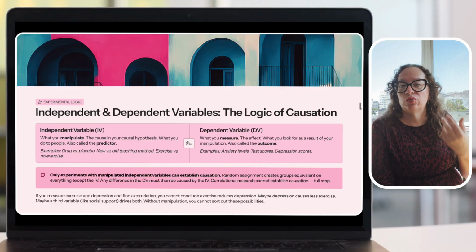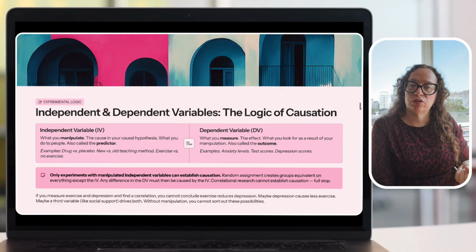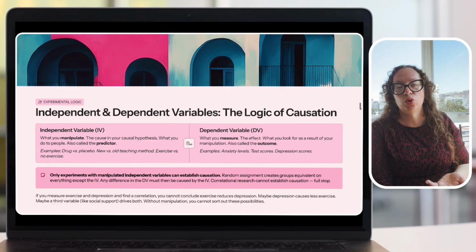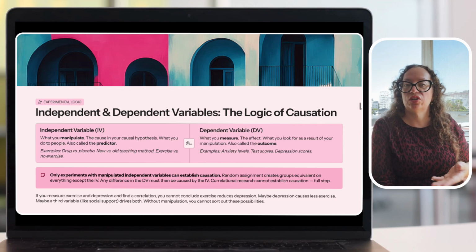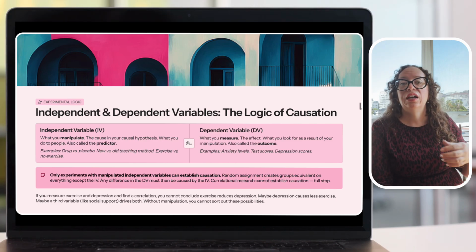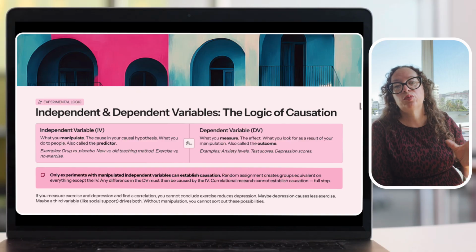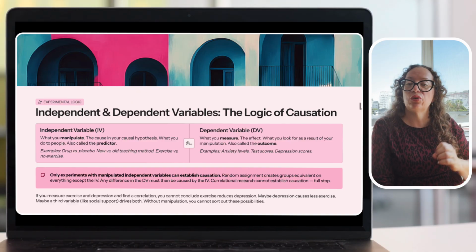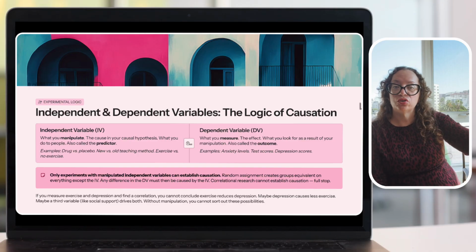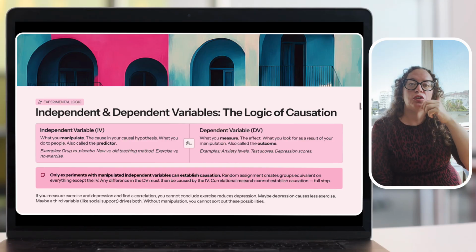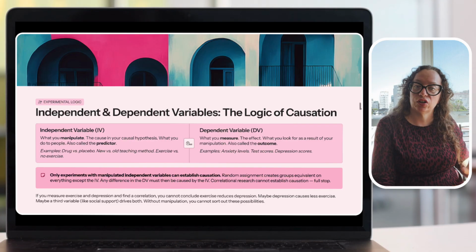So without manipulation and random assignment, you can't sort out these possibilities. You have a correlation, but you don't know what's causing what. This is why correlational research cannot establish causation. It can show that things go together. It can't show why. We'll talk about this more when we get to correlation and regression. But for now, remember, independent variables are manipulated. That's what allows causal inference. Without manipulation, you have correlation, not causation.